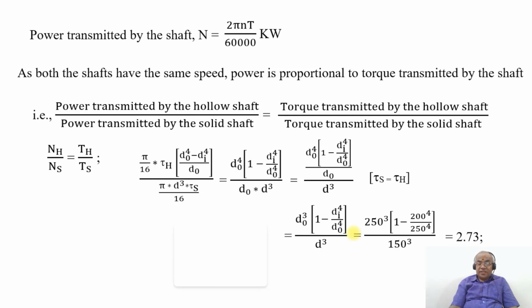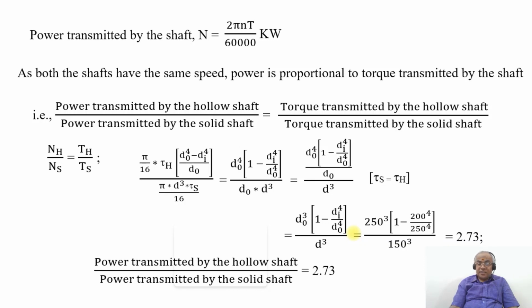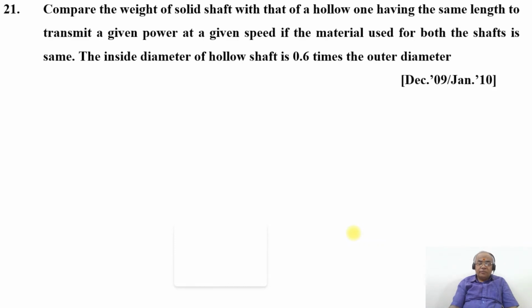On further simplification, you are going to get 2.73. Therefore, the power transmitted by the hollow shaft divided by the power transmitted by the solid shaft will have a ratio of 2.73. So this is how you will be able to solve this particular problem. Thank you.